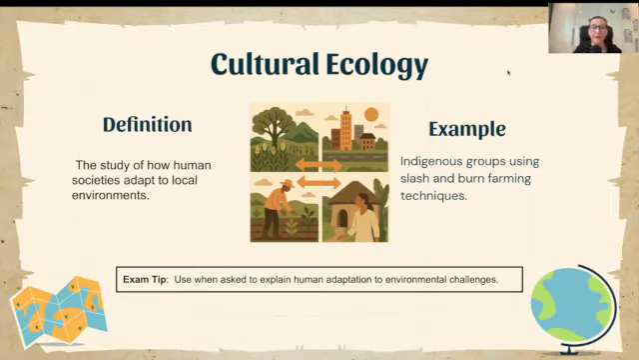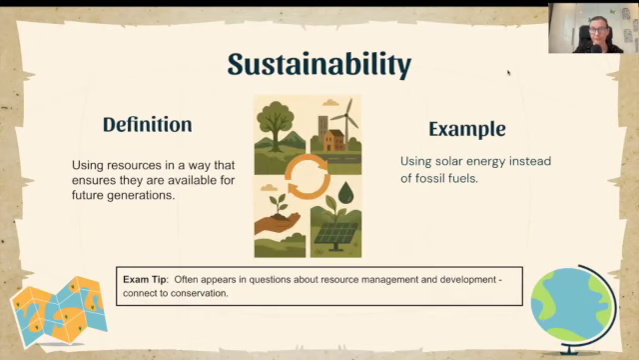Cultural ecology. The definition is the study of how human societies adapt to local environments. For example, indigenous groups using slash and burn farming techniques. Use this when you're asked to explain human adaptation to environmental challenges. Sustainability, the definition, using resources in a way that ensures they are available for future generations. For example, using solar energy instead of fossil fuels. Here's an exam tip. This often appears in questions about resource management and development, so then connect it to conservation.